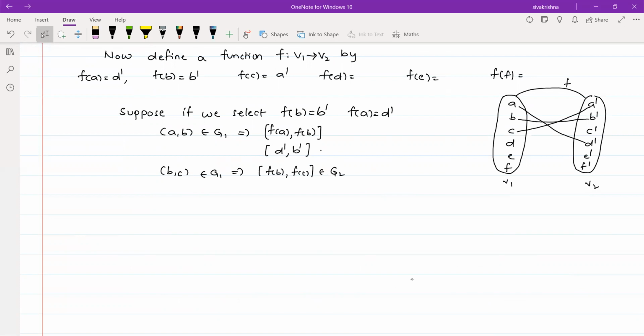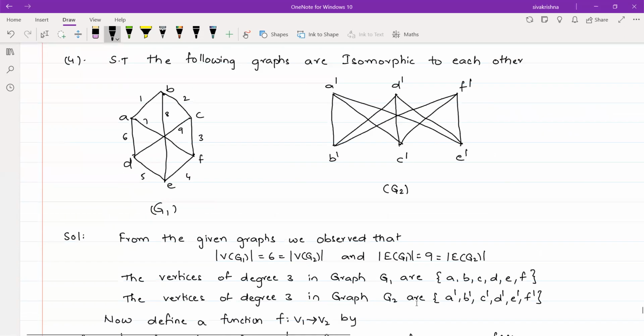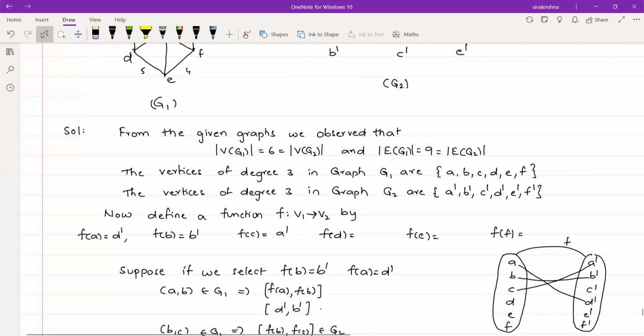f of B is B dash, as given, and f of C we have now defined as A dash. So between A dash and B dash there must be an edge in graph 2. Checking, yes, we have an edge between A dash and B dash in graph 2, so the image of C being A dash is correct.